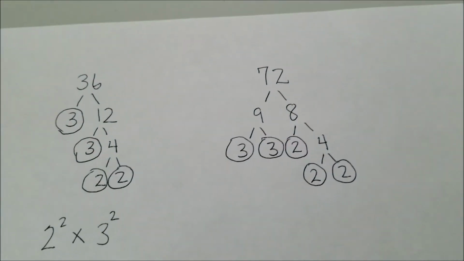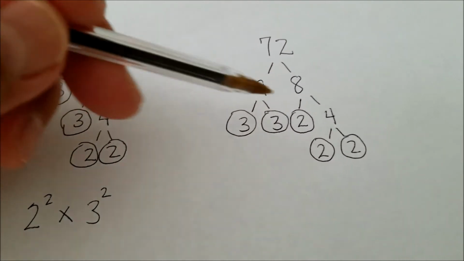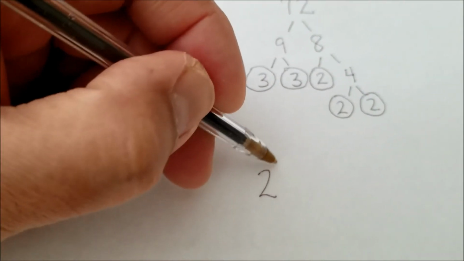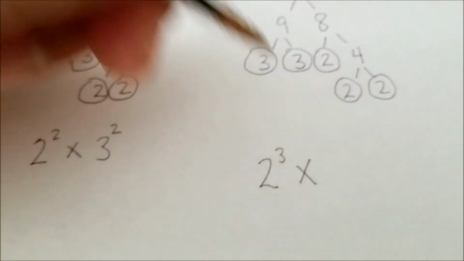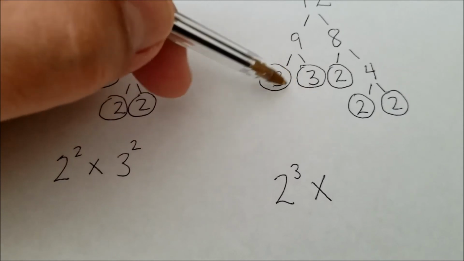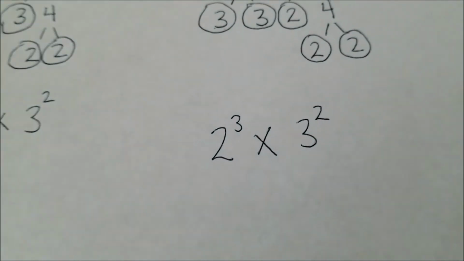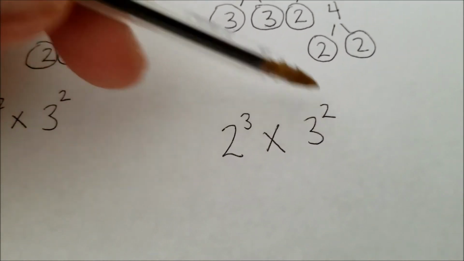Okay, so again, most teachers want you to start with the lowest number first and then you're just counting. 1, 2, 3. So we have 3 2's. And we have 2 3's. So the answer would be 2 to the third power times 3 to the second power.